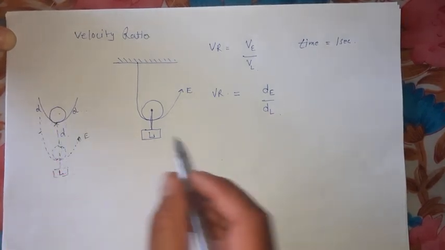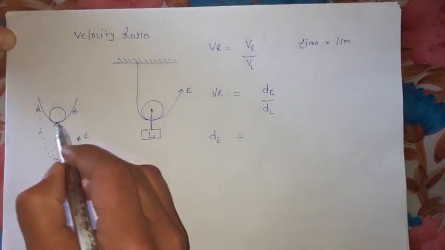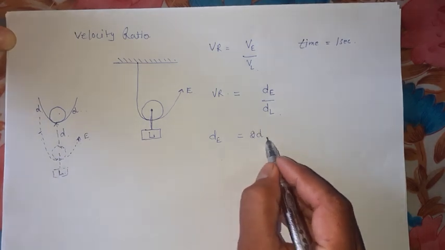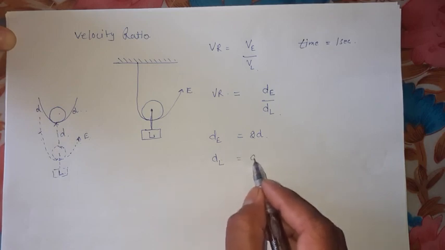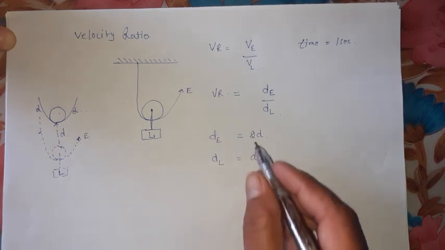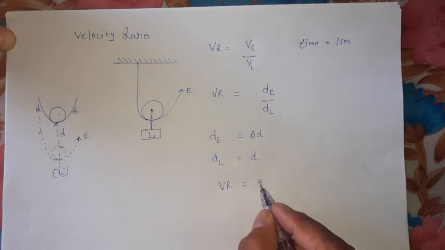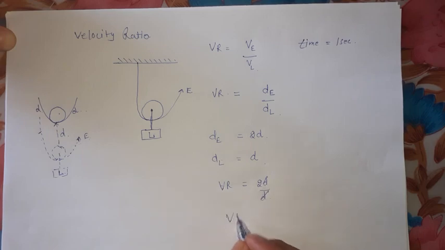Okay, so therefore, student, the displacement of the effort is how much the string has moved. So this has moved double of D. And how much is the displacement of the load? It was only D. So the velocity ratio will be 2D by D, and the D is going to cancel. Velocity ratio is equal to 2.